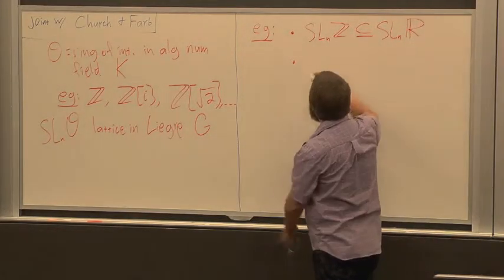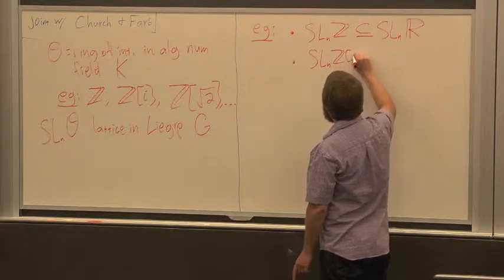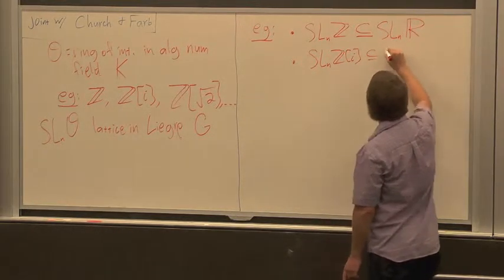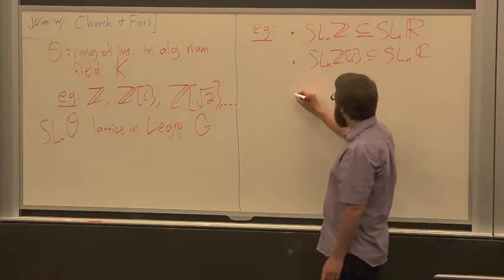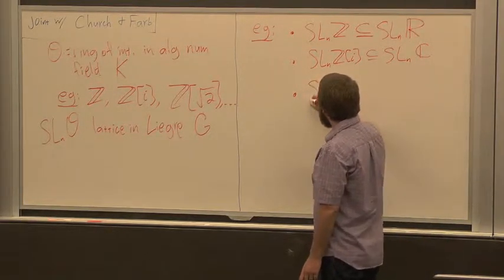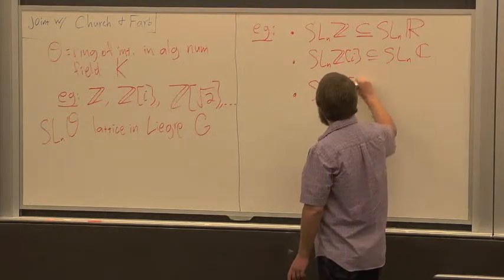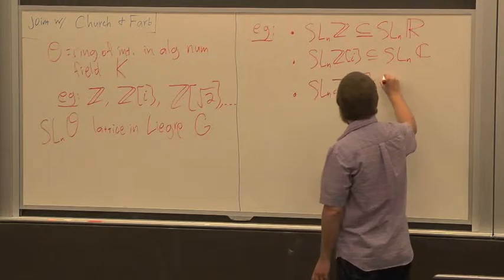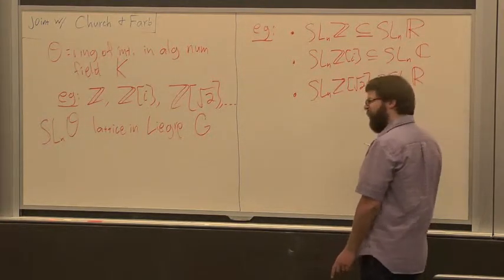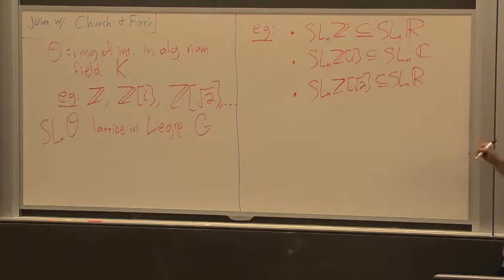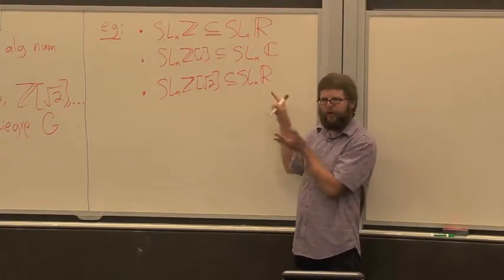We do the Gaussian integers. We take SL_N(Z adjoin i), which is of course inside SL_N(C). How about our last example, though? SL_N(Z adjoin the square root of 2) is definitely contained inside SL_N(R). But it's not a lattice in there because it's not discrete. In fact, Z adjoin root 2 is not even a discrete subgroup of R. So there's just no hope for that.